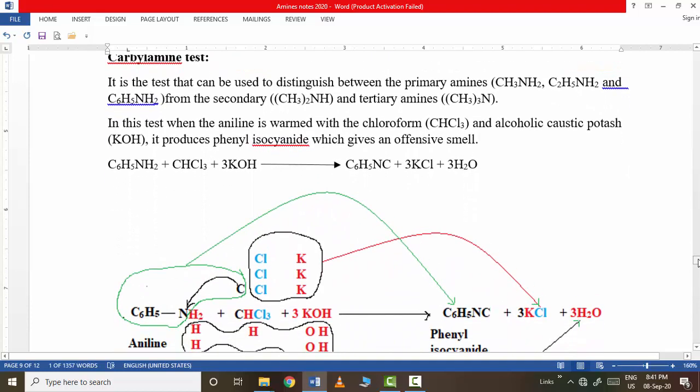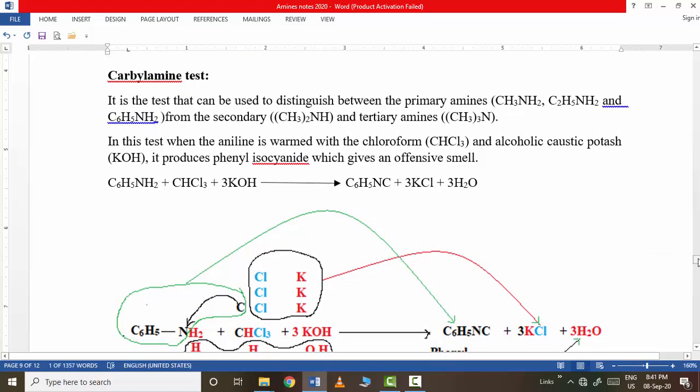Now this carbolamine test is also important, but it is not mentioned in the prioritized curriculum that is given to you, but it is important. Carbolamine is an important test. It is the test that can be used to distinguish the primary amine from the secondary amine and tertiary amine. So you can differentiate whether it is a primary amine or a secondary amine or tertiary amine by using the carbolamine test.